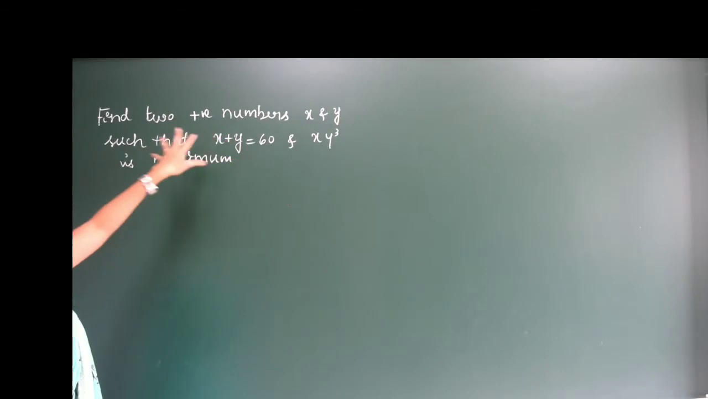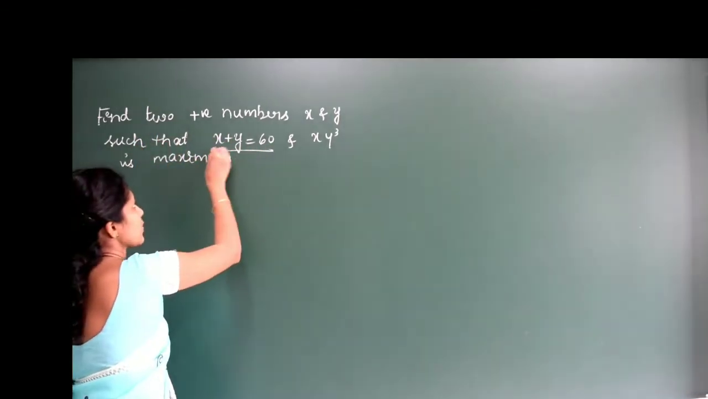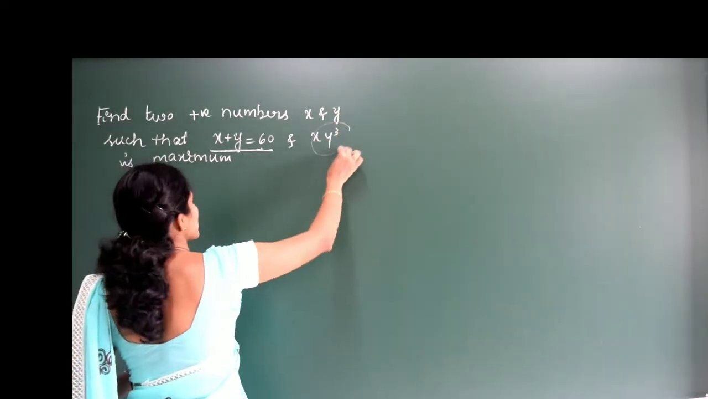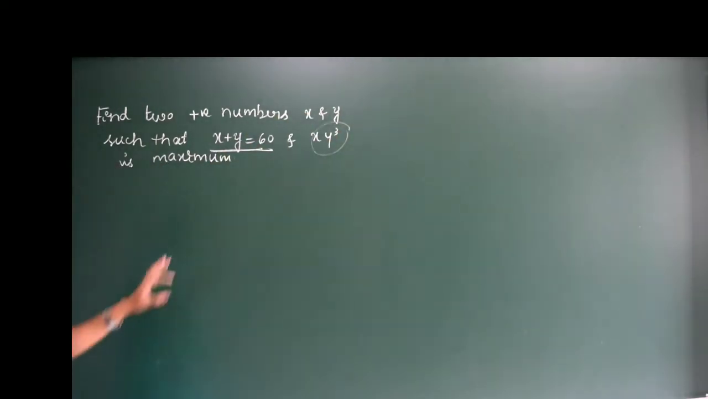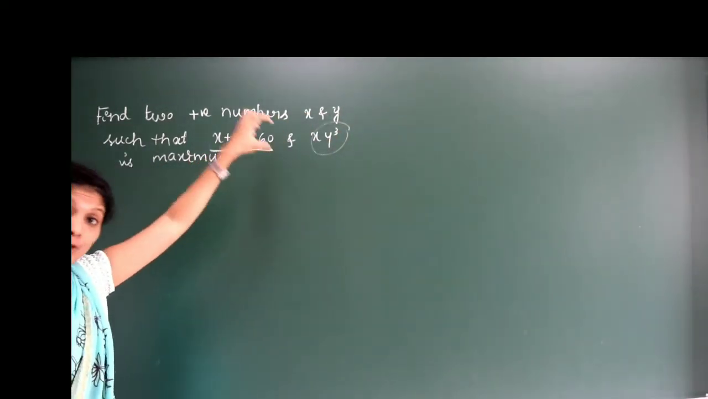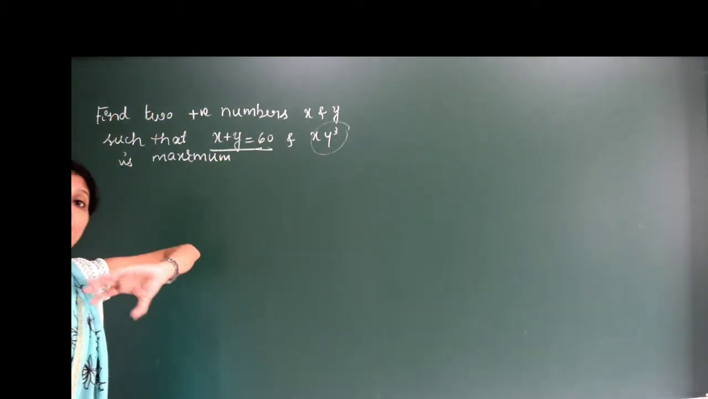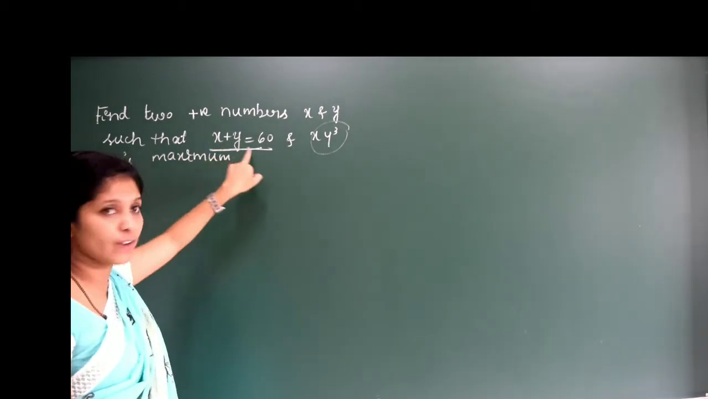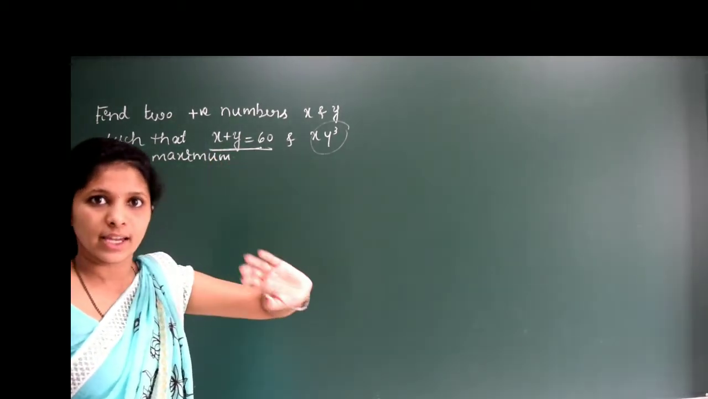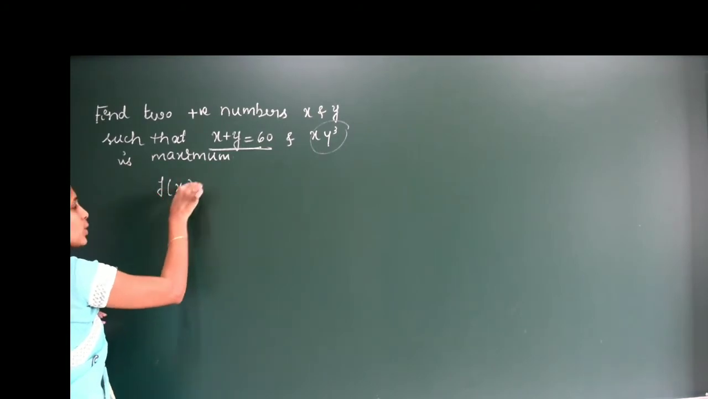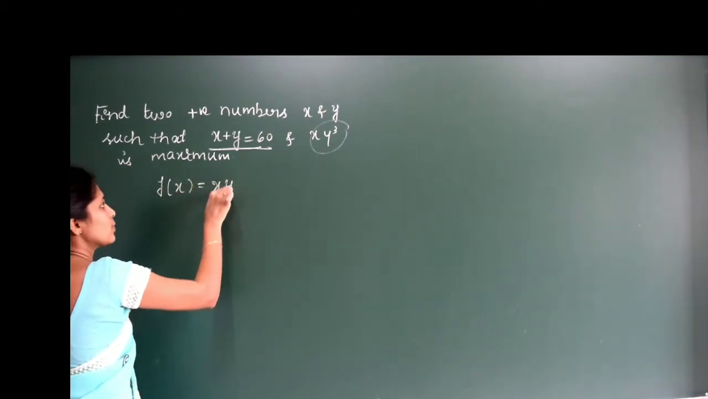Find two positive numbers x and y such that x plus y is equal to 60, and you have to prove that xy cube is maximum. What are the possible two values, x and y, whose sum should be equal to 60? Okay, first we will consider the function f of x is equal to xy cube.